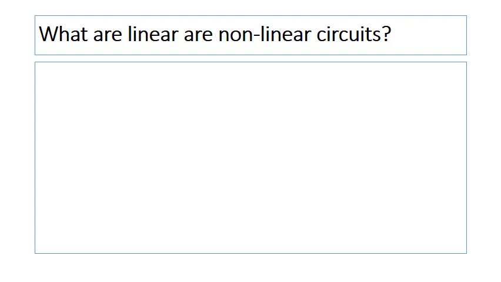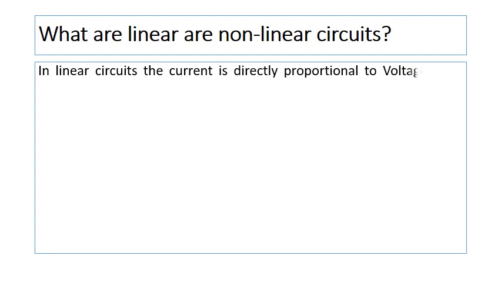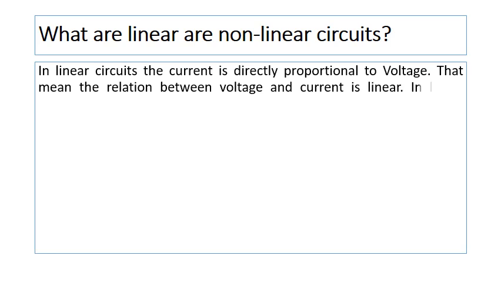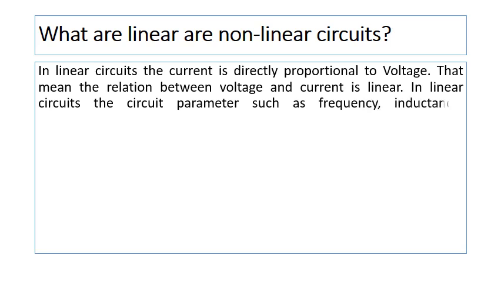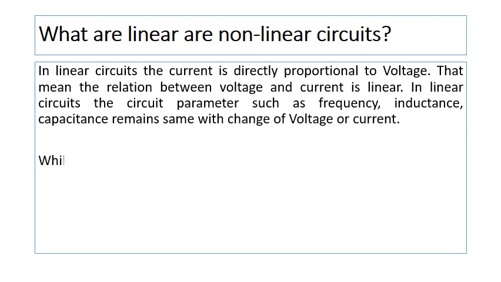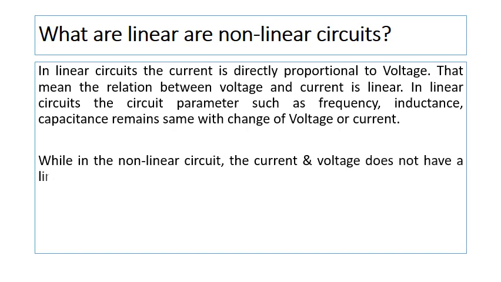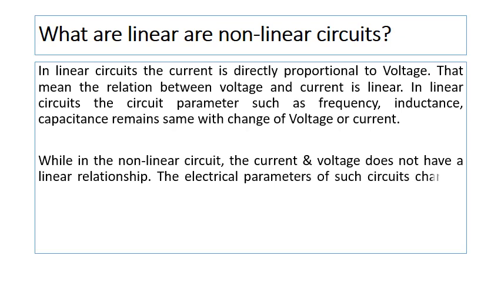What are linear and non-linear circuits? In linear circuits, the current is directly proportional to voltage. That means the relation between voltage and current is linear. In linear circuits, the circuit parameters such as frequency, inductance, and capacitance remain the same with the change of voltage or current. While in non-linear circuits, the current and voltage do not have a linear relationship. The electrical parameters of such a circuit change with the change of voltage and current.